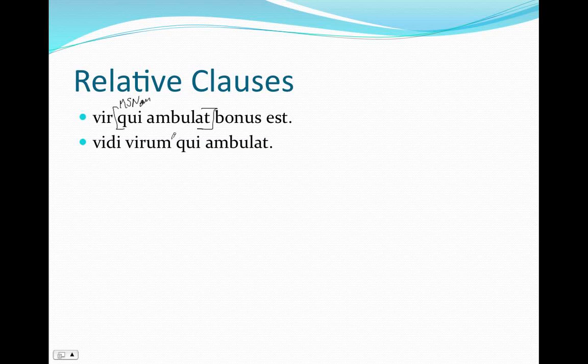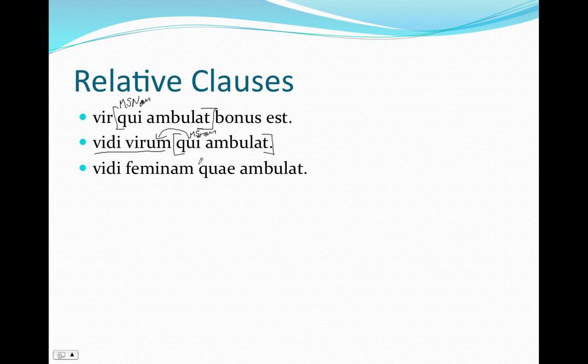Vidi virum qui ambulat. All right, so taking my advice, I'm going to bracket off, starting with the relative pronoun, ending with a verb. The thing outside is my main clause, vidi virum. I saw a man, or I saw the man. Qui, we're going to guess that the antecedent is the word right before it, the man. Qui is masculine. Man is masculine. It's singular. Virum is singular. But this qui is nominative, so it's going to be the subject in this relative clause. I saw the man who is walking.